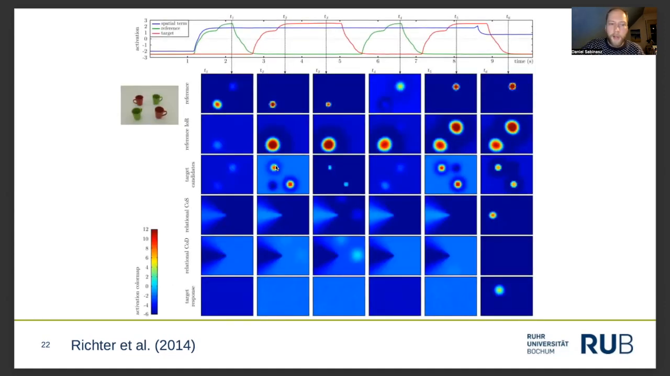And here we see simulation results of this architecture. So up here, we see the time courses of the different nodes, of the intention nodes of the different processes: spatial term process, the reference process, and the target process. And here we see snapshots in time of the various fields of the architecture. So every column is one snapshot in time, denoted here as T1, T2, T3, T4, and so on. And every row is a different field. So initially, the spatial term process and the reference process become active.